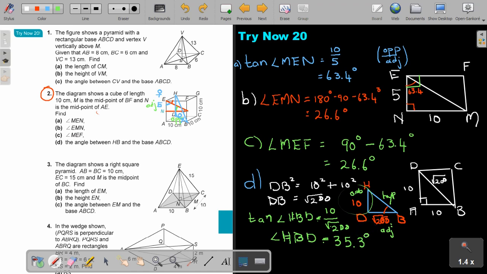So always identify your 90-degree triangle plane. Take it out, draw it so that you can see the 90 degrees, and then start just working with 90-degree triangles.